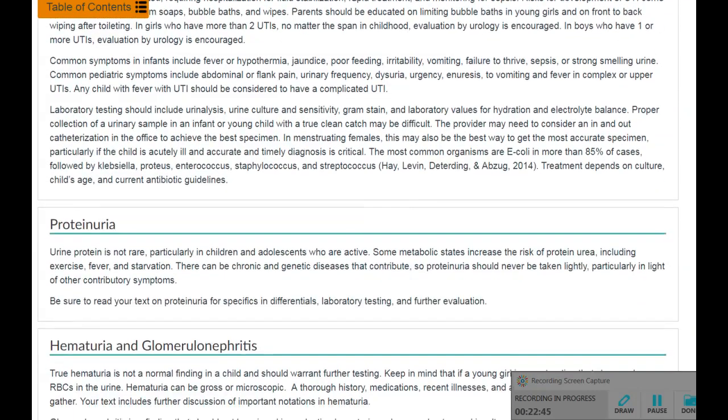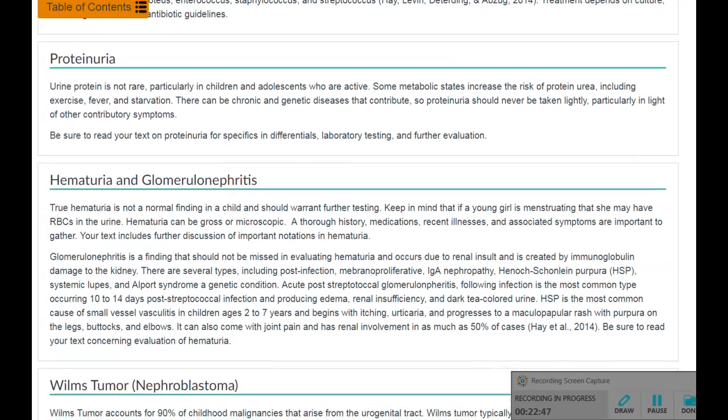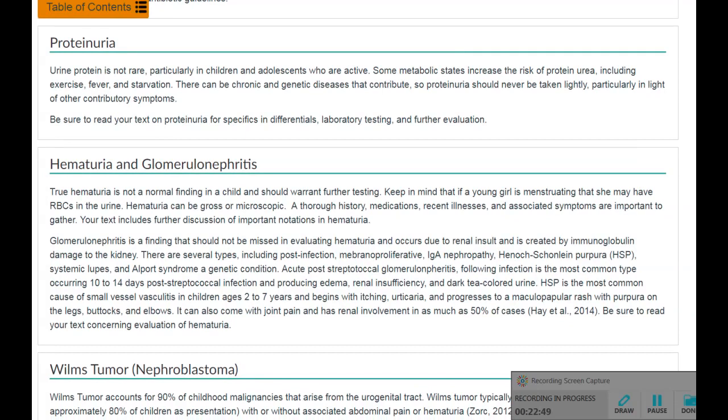Proteinuria. Urine protein is not rare, particularly in children and adolescents who are active. Some metabolic states increase the risk of proteinuria, including exercise, fever, and starvation. There can be chronic and genetic diseases that contribute, so proteinuria should never be taken lightly, particularly in light of other contributory symptoms. Be sure to read your text on proteinuria for specifics in differentials, laboratory testing, and further evaluation.